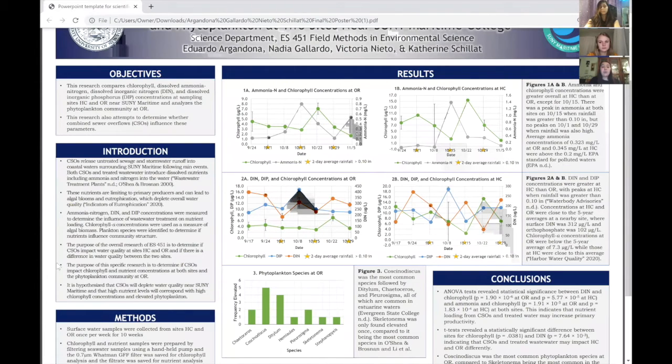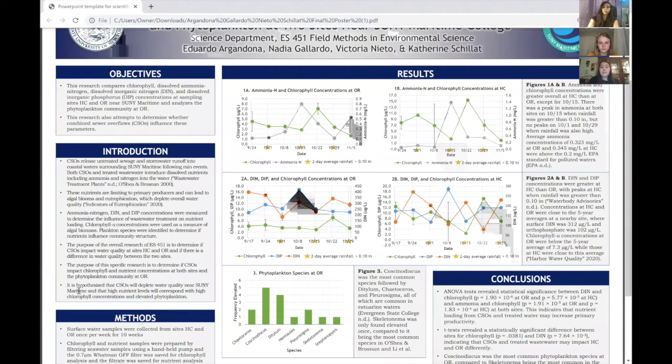The purpose of the overall research of Field Methods, ES451, is to determine if CSOs impact water quality at sites HC and OR, and if there is a difference in water quality between the two specific sites. The purpose of this experiment is to determine if combined sewage overflows impact chlorophyll and nutrient concentrations at both sites and the phytoplankton community at OR.